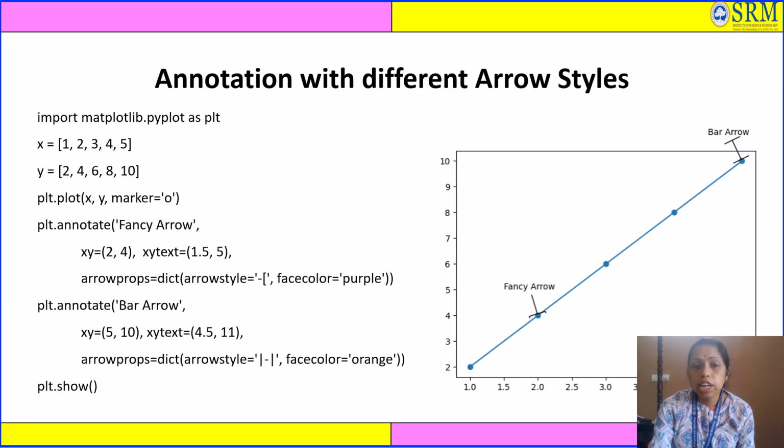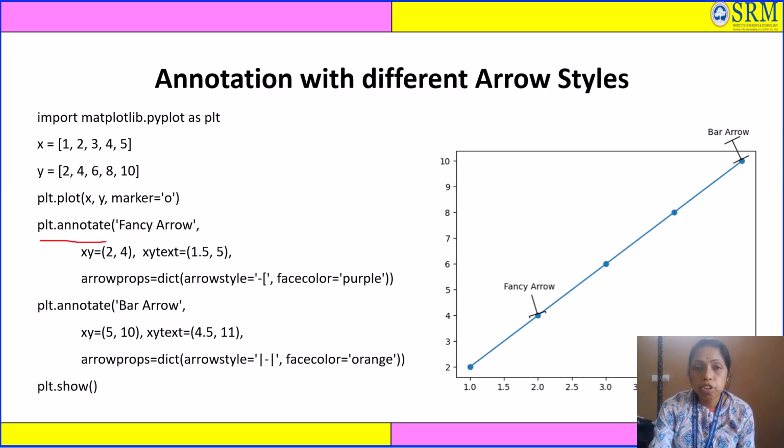So there are different arrow styles. Then in the arrow properties dictionary, you have to write arrowstyle. Suppose there was the arrow, so there is the hyphen and the square bracket. This is the arrow style. Which color, purple, or you can give any other color. And for a different arrow, you have to add it differently.